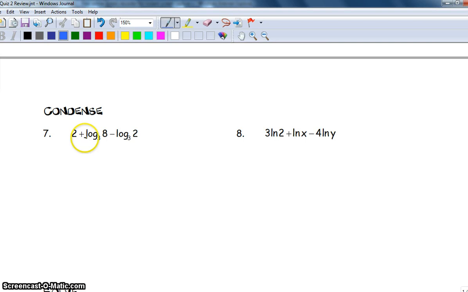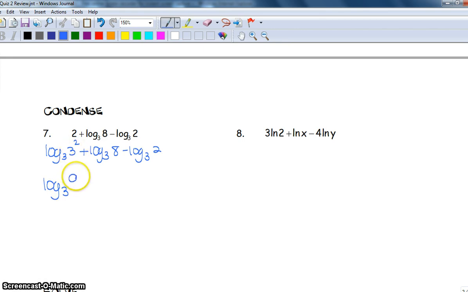So when we look here, again I've got log base 3. So the way that works is that canceled. 2 was our exponent. Plus log base 3 of 8 minus log base 3 of 2. Since I'm adding, this means I'm multiplying. So I've got log base 3. We're only going to have that log base in our answer one time.